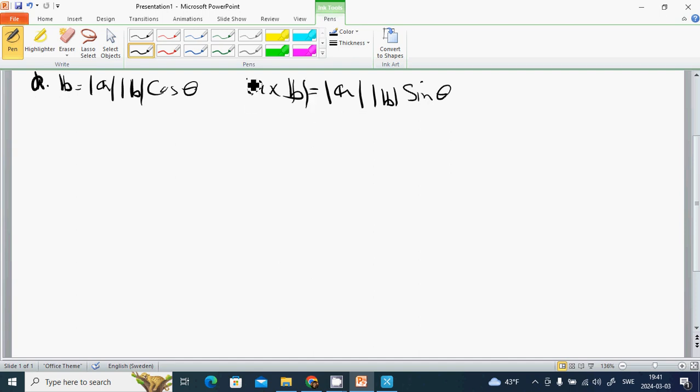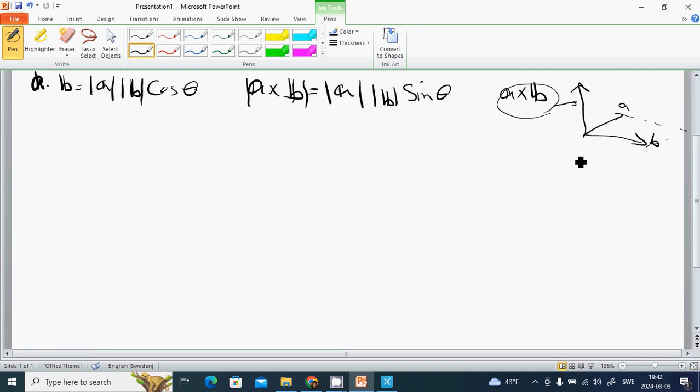and absolute. A cross B is a vector, it is a vector perpendicular to the plane built by A, B. And this is theta. And the absolute value, this is the area.